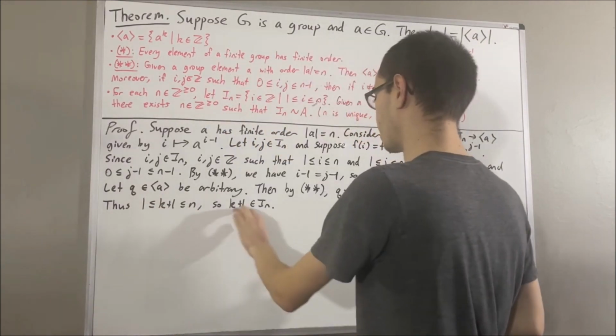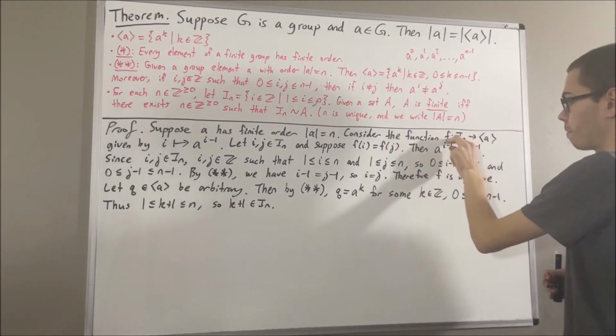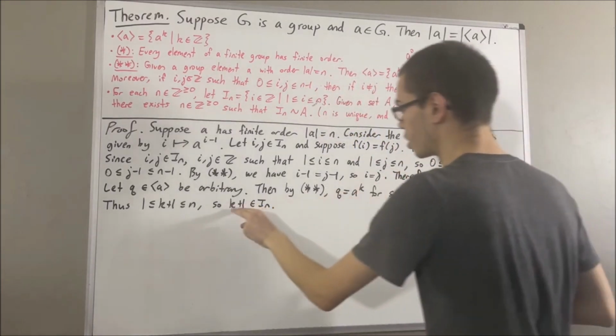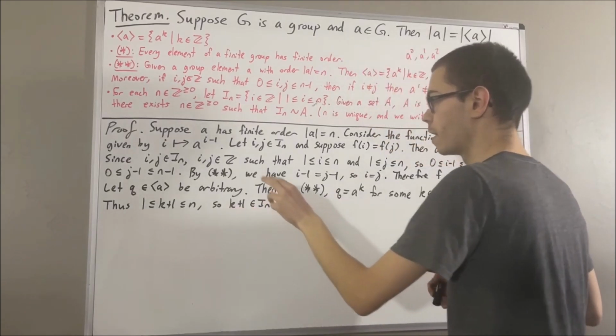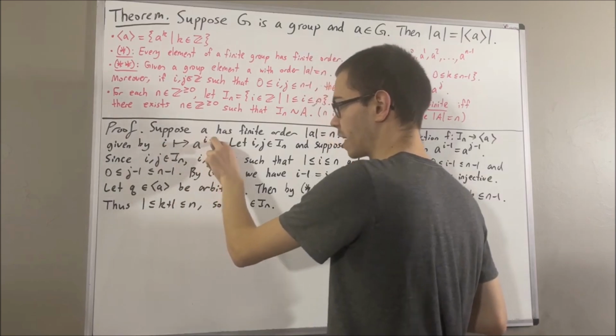So since k plus 1 is an element of I_n, that tells us k plus 1 lies in the domain of our function f. So computing f of k plus 1, we have f of k plus 1 is equal to a to the power of k plus 1 minus 1.